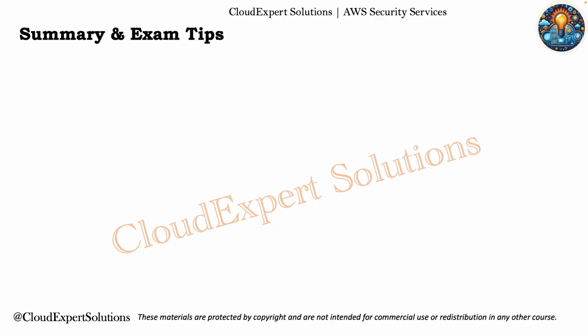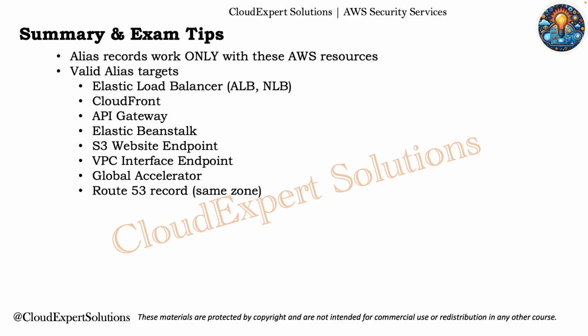Now let's wrap up things and recap what we have covered in this module. Alias record only works with AWS services. For the AWS certification, please remember all these targets where you can use alias records. You cannot create an alias record pointing to an EC2 instance DNS name. Please say it with me. EC2 is not a valid alias target. That is a guaranteed exam trap.